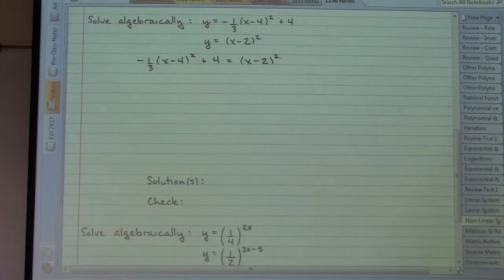So, going through the process of solving here, one of the things that we are not big fans of is that fraction out in front. So we could multiply through by 3, and that would give us a negative out in front, a parentheses x minus 4 squared. 4 times 3 is 12. Over on the right hand side, multiplying by 3 means that a 3 would now be sitting out in front of that set of parentheses.